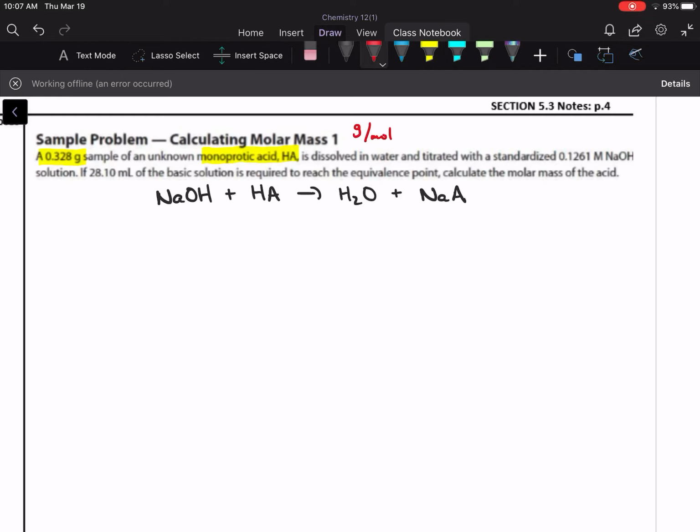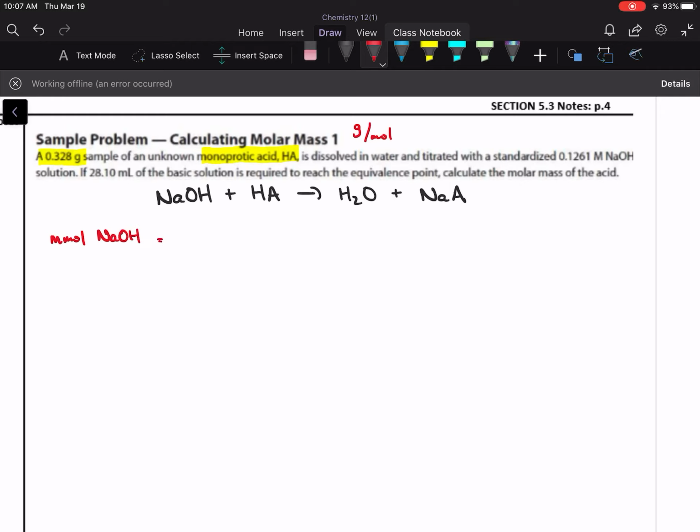One important thing here is that our unknown acid is monoprotic, which means that when it reacts with sodium hydroxide, it's going to do so in a 1-to-1 mole ratio. The actual identity of the acid is not important here, just that it's monoprotic, so that I know the mole ratio is 1-to-1. So I'm going to calculate the number of millimoles of my standardized solution sodium hydroxide because I have its volume and its concentration.